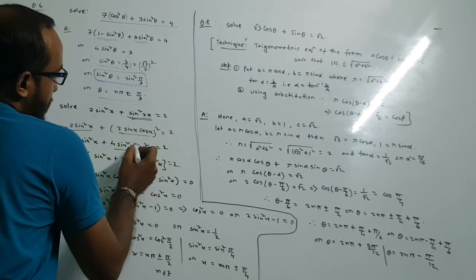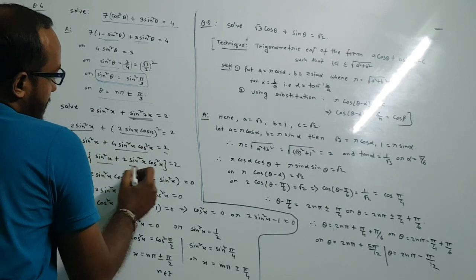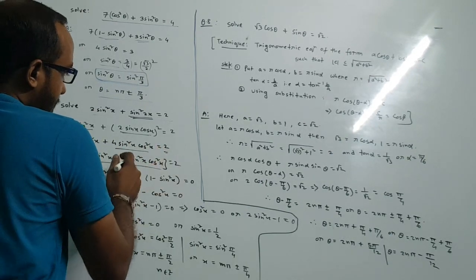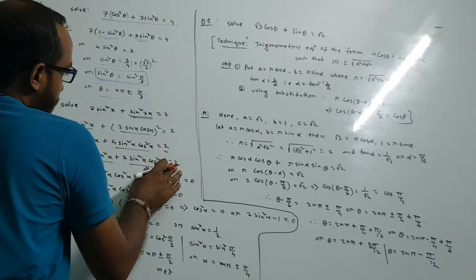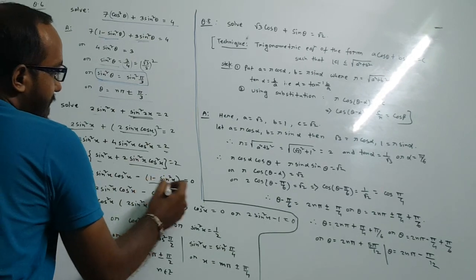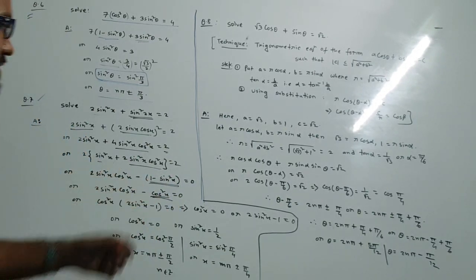This would be 4 sine square x cos square x equals to 2. Take 2 common. Sine square x plus 2 sine square x cos square x equals to 2. 2 cancel out. Take 1 on this side. So this would be sine square x minus 1. Take minus common, so that would be 1 minus sine square x. 1 minus sine square x is cos square x.